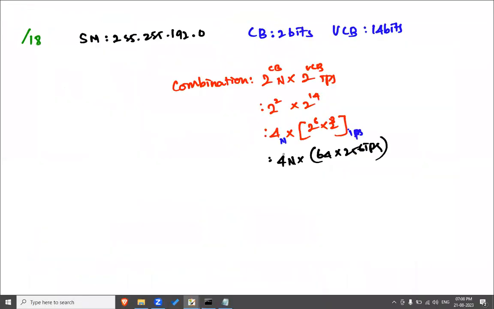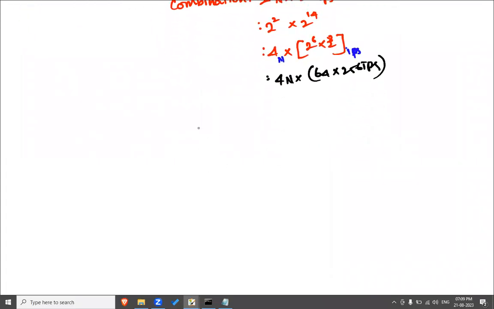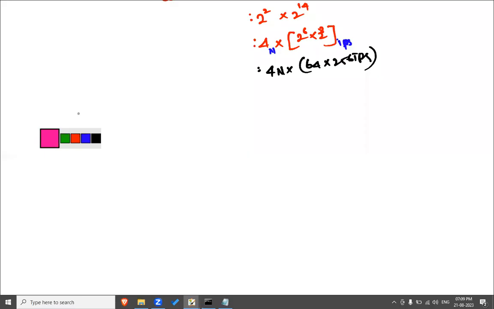Here we have 4 networks. Each network will have how many IPs? 64 into 256. Okay, very good. So now let's write the table for them: network address, host IP address, broadcast address. We're going to have how many networks? Network number 1, network number 2, network number 3, network number 4.